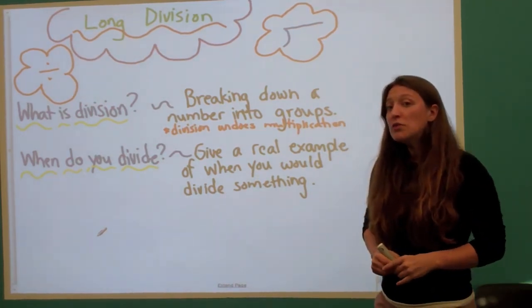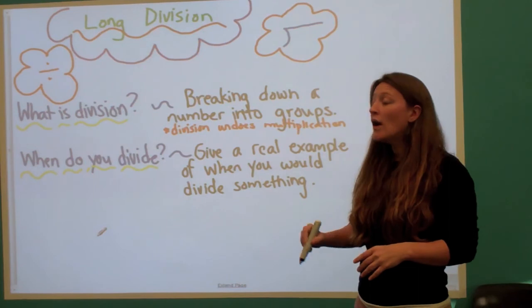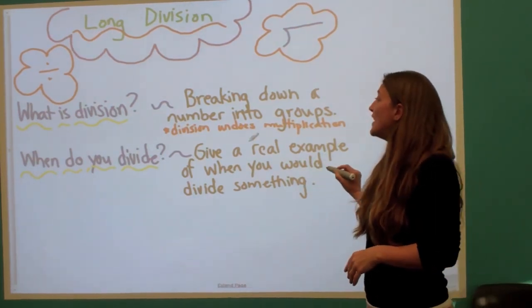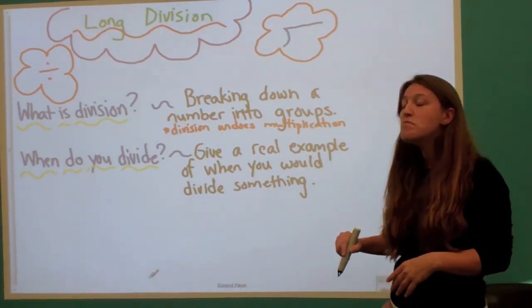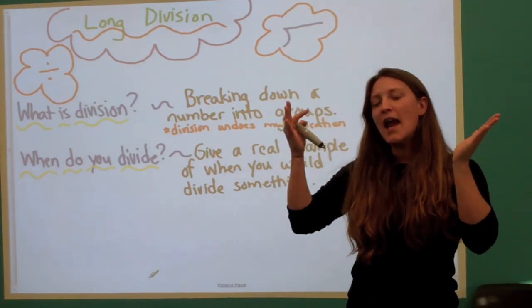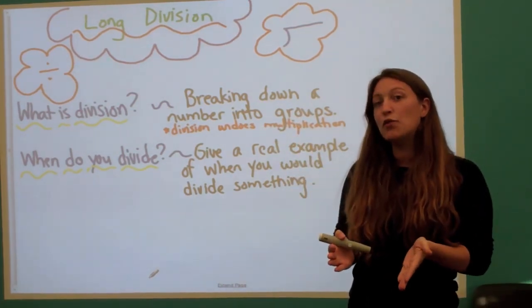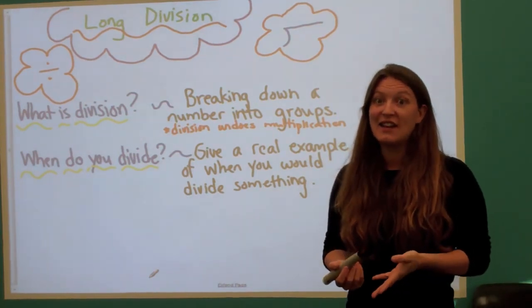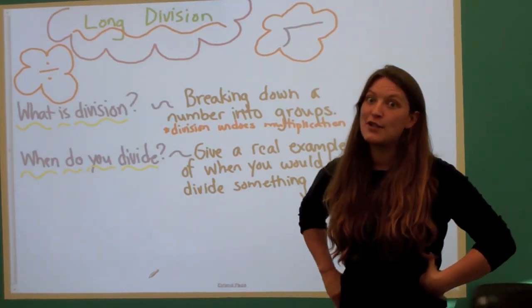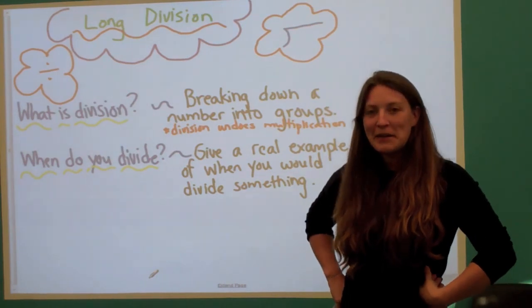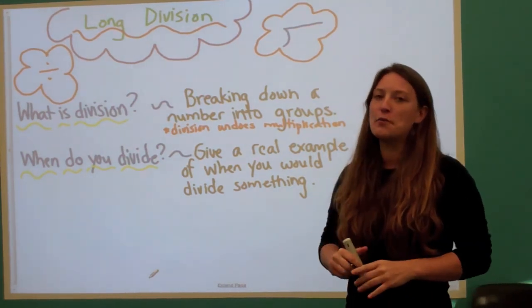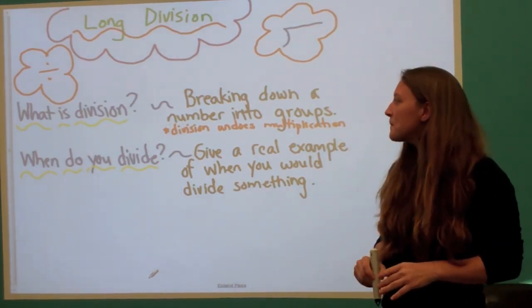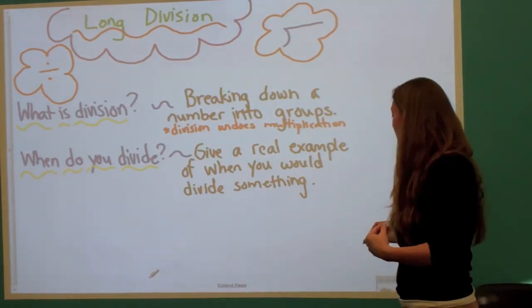Now, in your global section of your notebook, I want you to write an example of how you might take a number and break that down into groups. I have tons of examples that I can think of, and they all have to do with food. Take a minute right now and write that down in your global section. Okay.